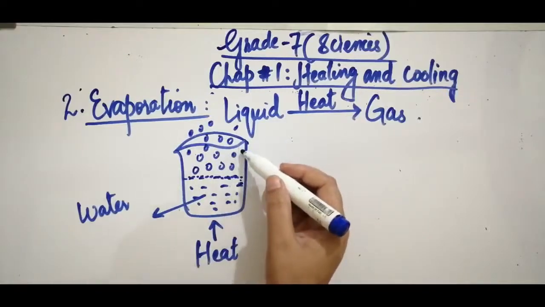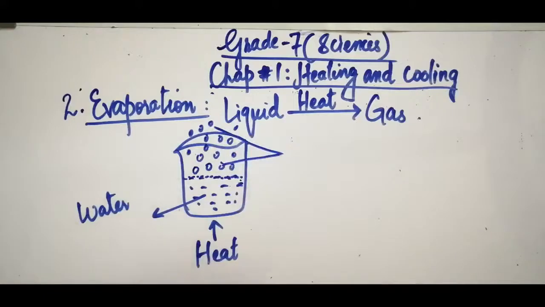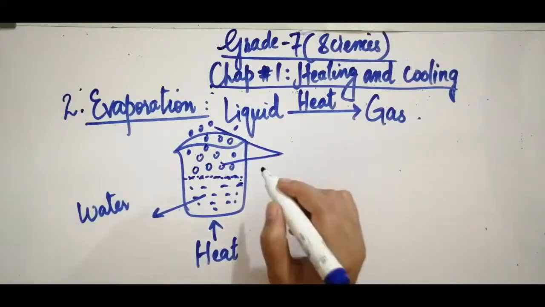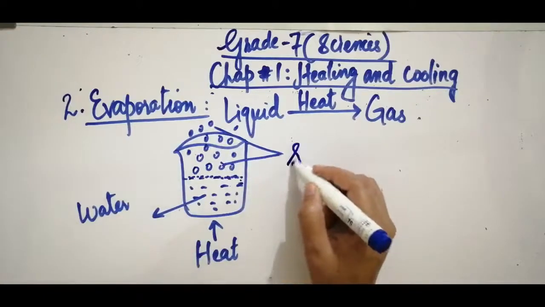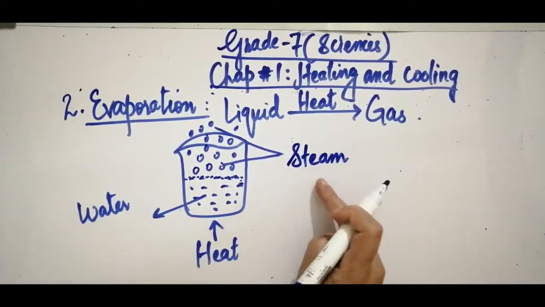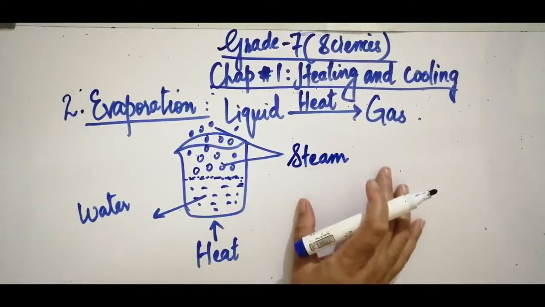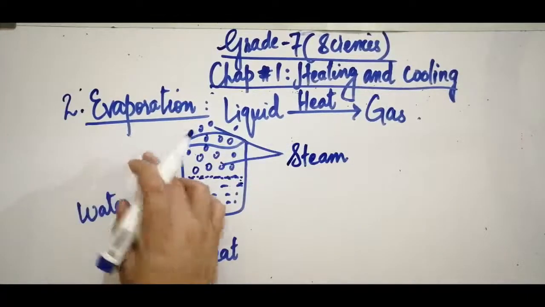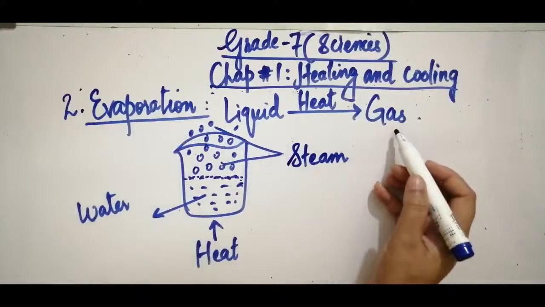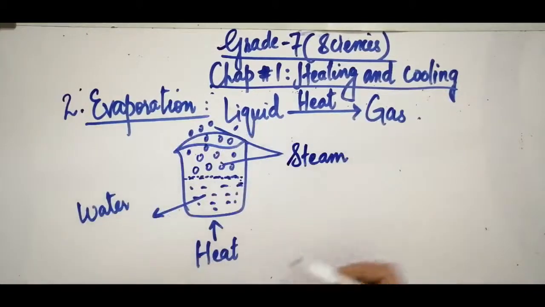We can't see them. What are these water vapors? Basically, these vapors are the gas form, and this gaseous form of water is called steam. That is the gaseous water. So what happens during evaporation? Liquid changes into gas by heating. So this phenomenon can be made clear by this figure.